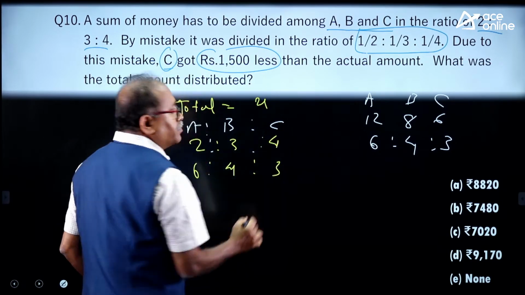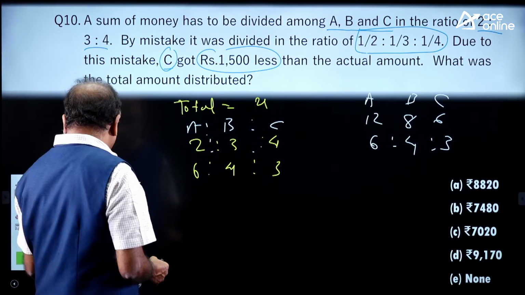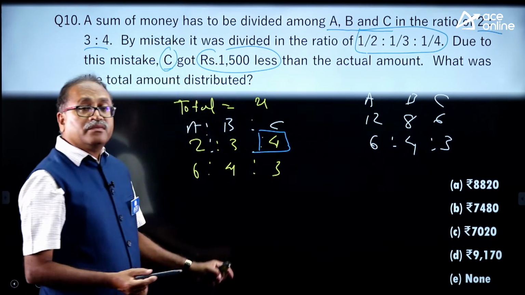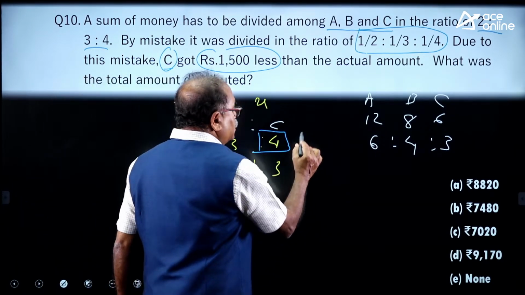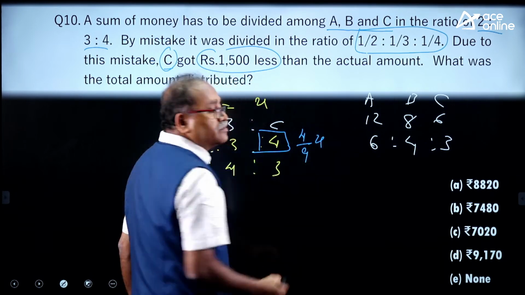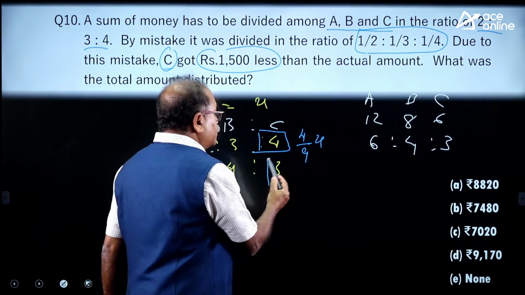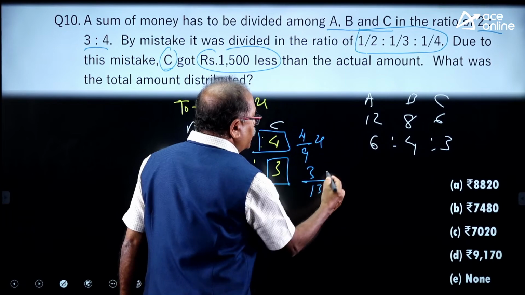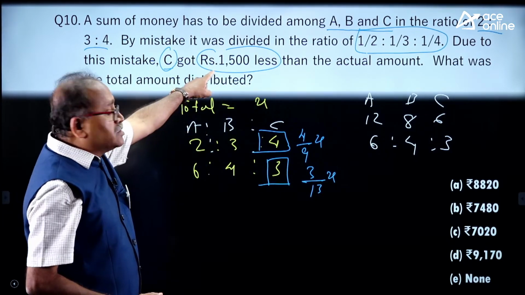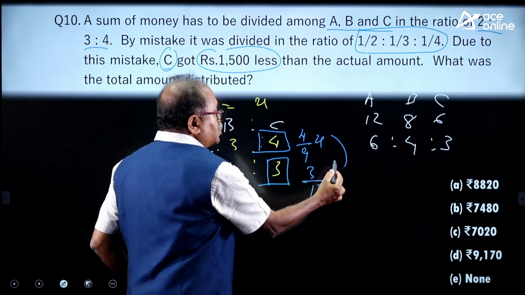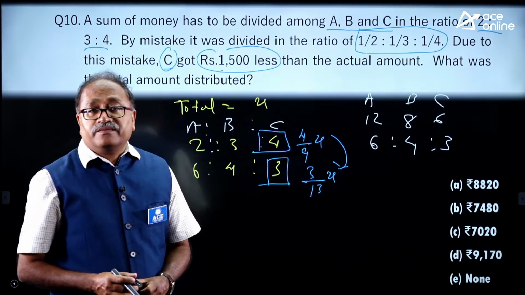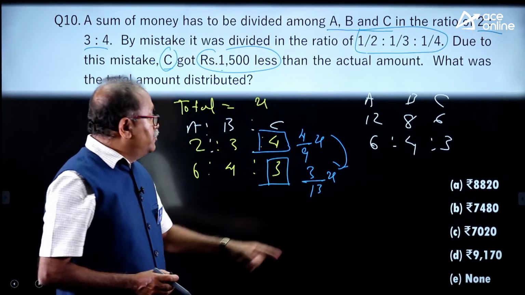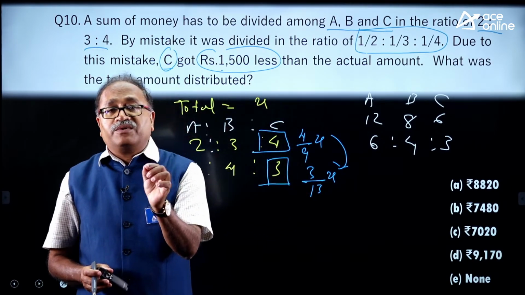How much was C about to get? C was supposed to get 4 parts out of how many parts? 9 parts. So he is supposed to get 4/9 of x. But how much did he get? He got 3 parts out of 13 parts, so he gets 3/13 of x. Is he getting less? Yes. So the difference between these two is 1,500. Then what is the total money distributed among them? Find out the x value where the difference is given as 1,500.